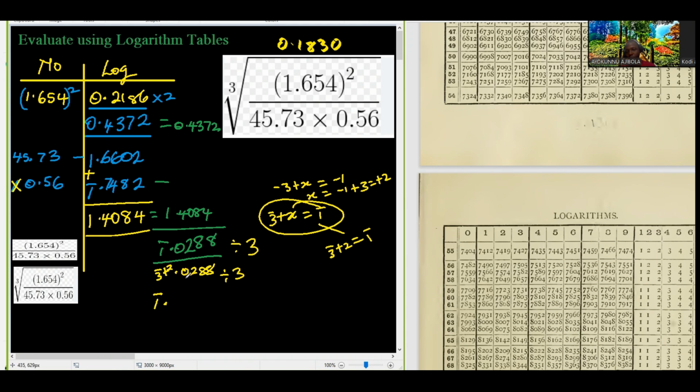So 3 in 20 is 6, remainder 2. 3 in 22 is 7, remainder 1. 3 in 18, that is 6. 3 in 8, that is 2, remainder 2. 3 in 6 and 20, that is 6. So this one can round these two up to become 3.